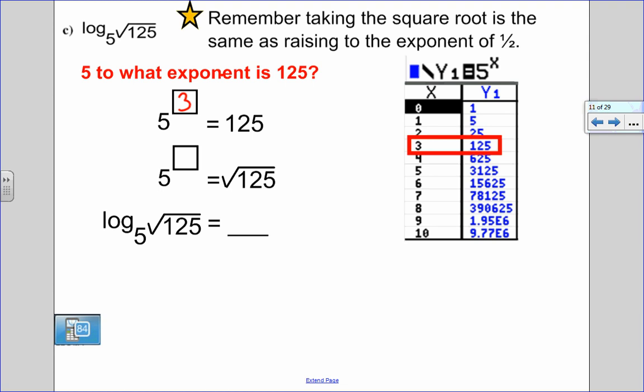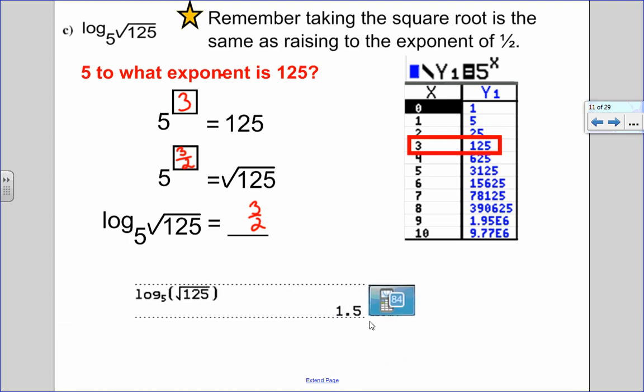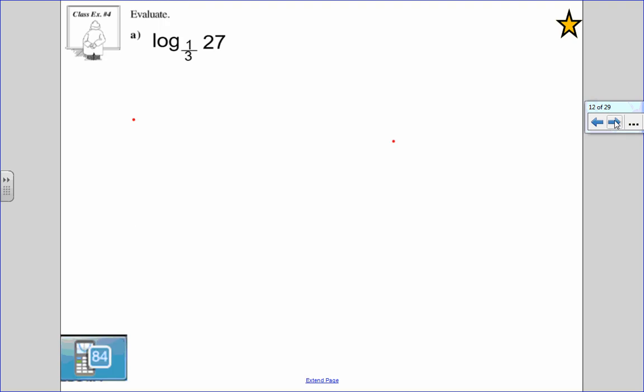So since I want a square root, I have to raise it to the half. So it's going to be 3 halves. 3 because I'm cubing it, half because I'm taking the square root. So that means that log base 5 of the root of 125 is 3 halves. And again, I can put that into my calculator to see that I'm right. And 3 halves has a decimal value of 1.5. Okay, let's keep going here.